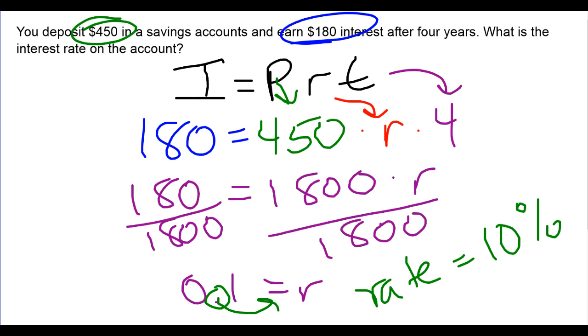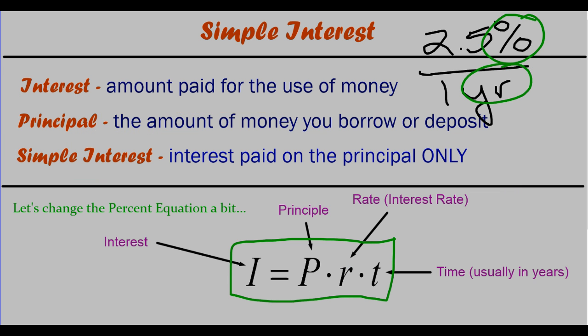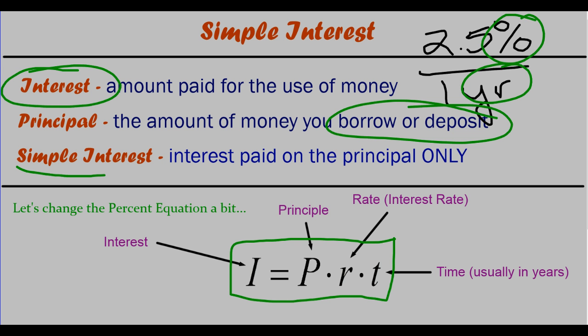So again, the simple interest formula, interest equals principal times rate times time, is just an application of our percent equation, but in this case we're talking about money that's borrowed or deposited, some interest that we're paying, but it's simple interest because it's on the principal only. So that formula again, I equals PRT.